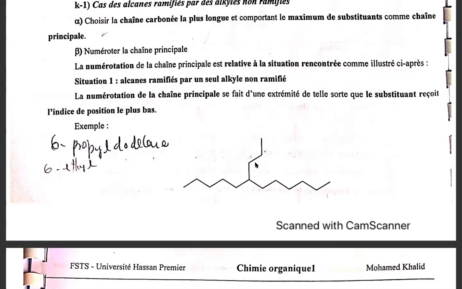Rule number 2 states we are supposed to look for the substituent. In this case, the substituent is this here. So I said when you're counting, you're going to start saying 1, 2, 3, 4, 5, 6.